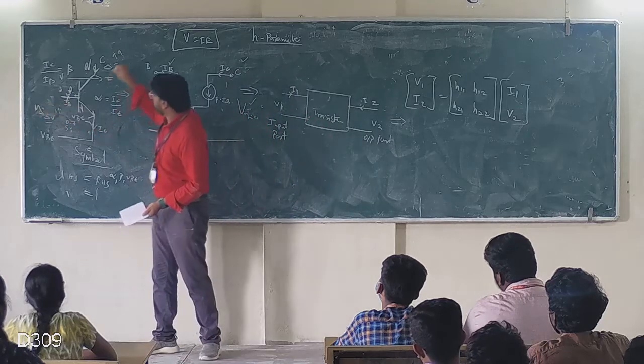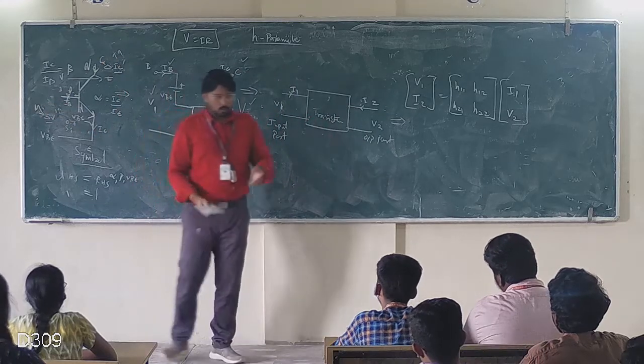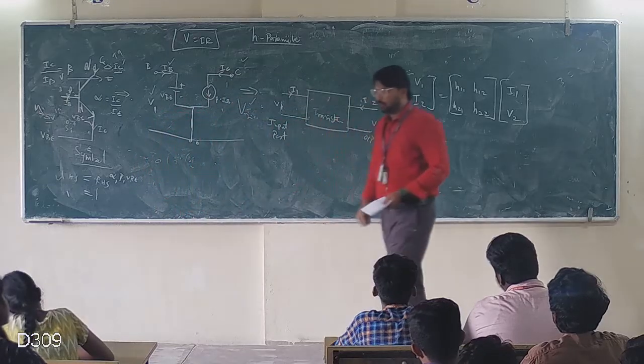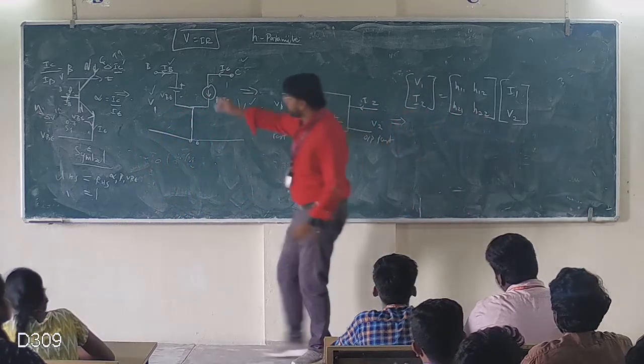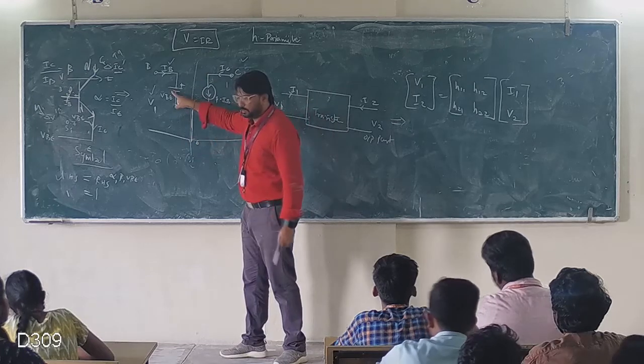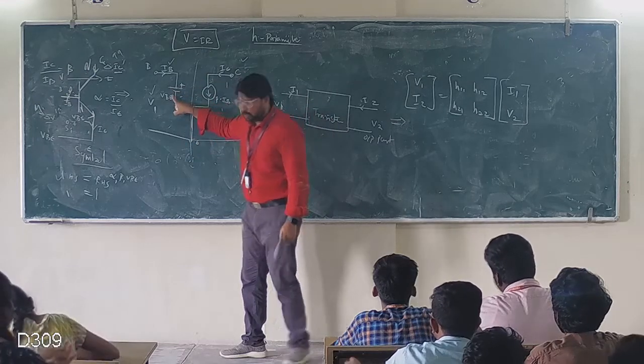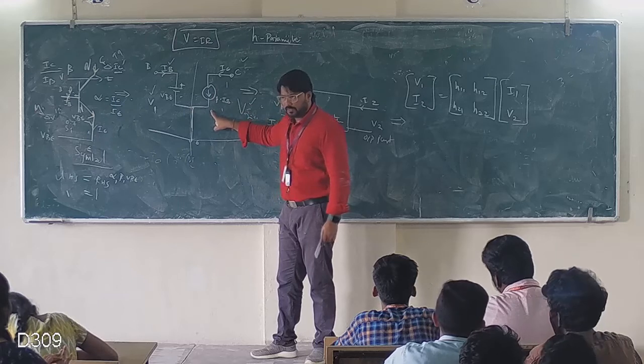Change in voltage with respect to change in current. V2I, got the point? V2I. So that's why input can be represented by a voltage source, and output is represented by a current source.